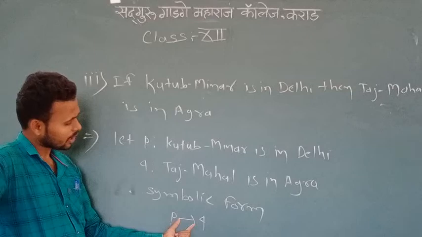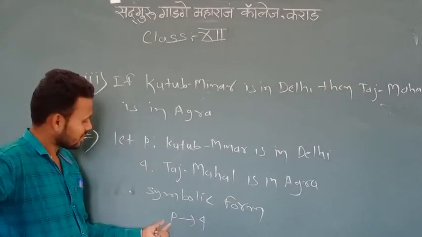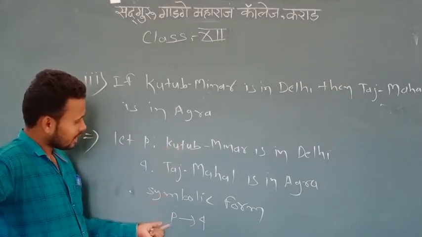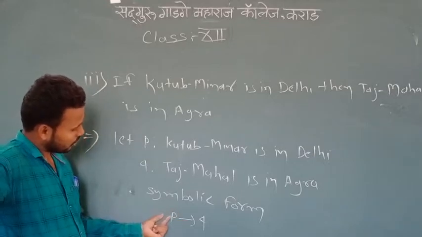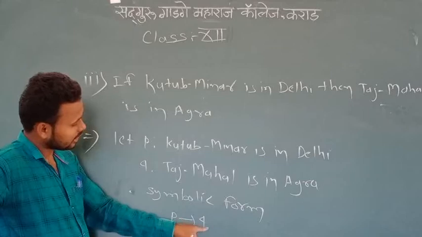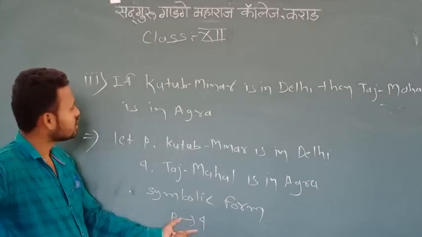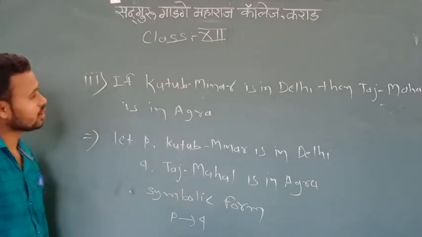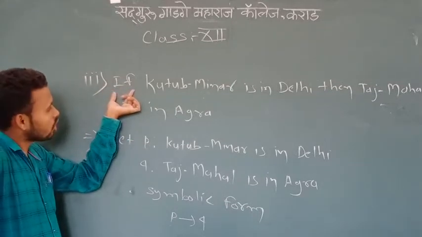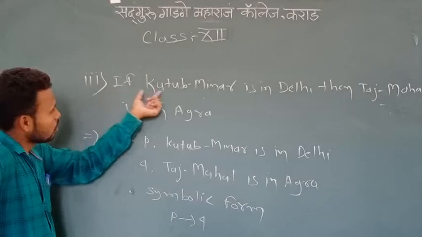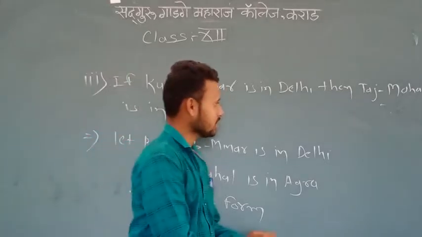For 'if then' we use the symbol implies. P statement is 'Qutub Minar is in Delhi', so the statement becomes 'If Qutub Minar is in Delhi then Taj Mahal is in Agra', which is the required symbolic form of the given statement. Write down the symbolic form of the given statement: if Qutub Minar is in Delhi then Taj Mahal is in Agra.